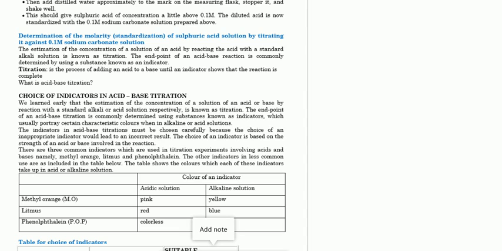Now, in today's session, as I told you, we are going to discuss about the concept of calculation of molar solution or molarity. So what we are saying is that determination of molarity, or sometimes we call it standardization of sulfuric acid solution by titrating against the 0.1 sodium carbonate solution.